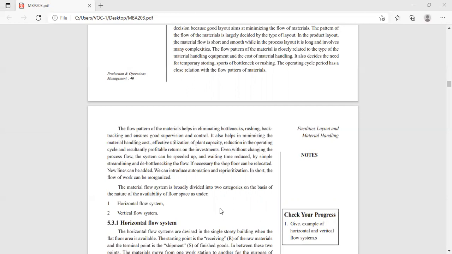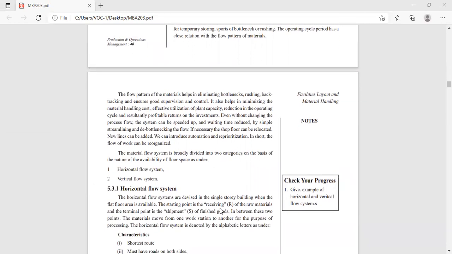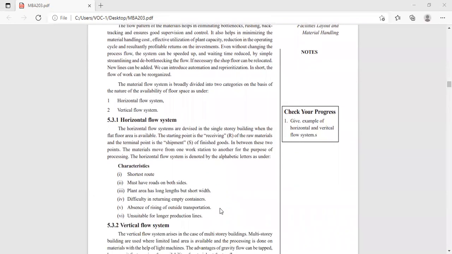So the material flow system is broadly divided into two categories. This is dependent on the availability of floor space, like the horizontal flow system and vertical flow system. Okay, the material flow system is divided into two parts. One is horizontal and second one is vertical flow system. First, horizontal flow system.